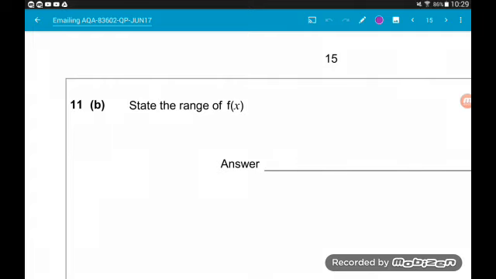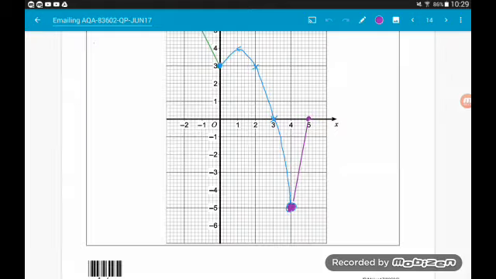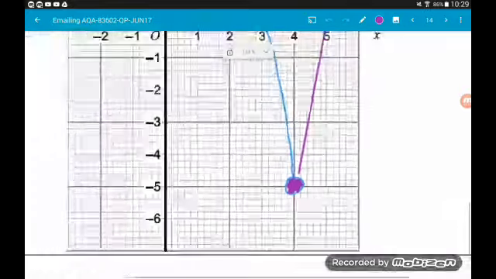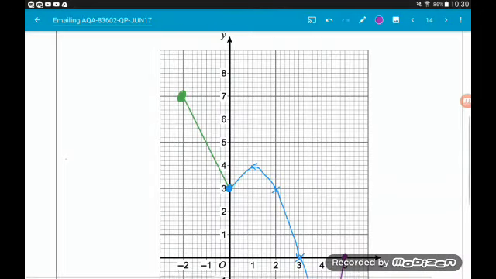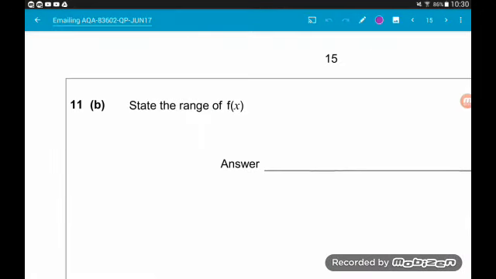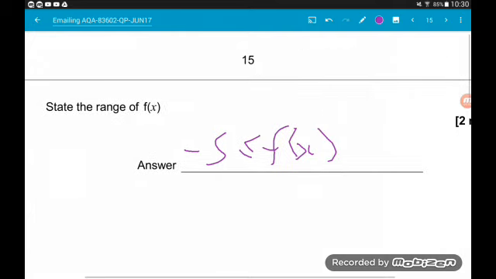Okay, and 11b is asking us to state the range of f of x. So the range of a function is basically the y values that it can take. So our minimum value, if we go back, was this chap down here at minus 5, and our maximum value was this guy up here at 7. So the range of our function is minus 5 is less than or equal to f of x, which is less than or equal to 7. That's the range of our function.